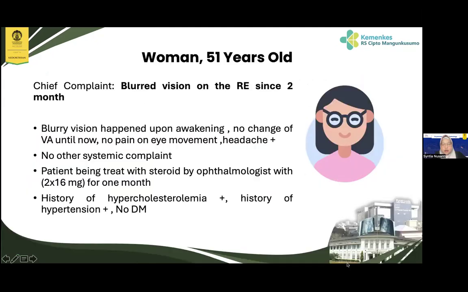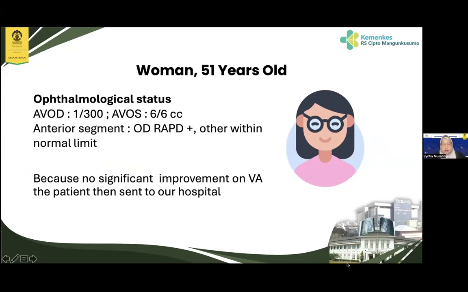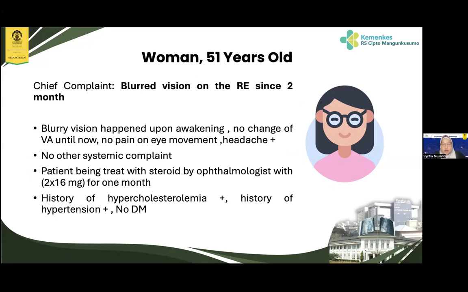So we will begin with the case. It's a 51-year-old woman who presented with blurred vision in her right eye since 2 months ago, which she first noticed upon awakening. She also reported headaches, but denied any other significant symptoms, and there was no history of systemic illness or underlying medical conditions. Previously, she had been treated by an ophthalmologist with steroid for 1 month, and she has a history of hypercholesterolemia and hypertension.